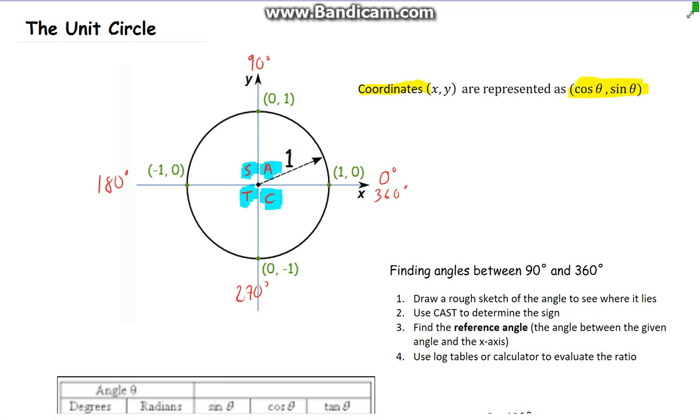And basically what this determines is what is positive in each of these quadrants. So in C, cosine is positive. So if you have a sine of an angle, or a tan of an angle, down here, they're going to be negative.